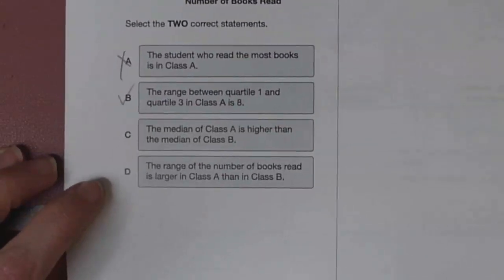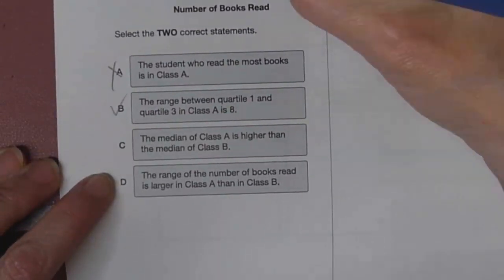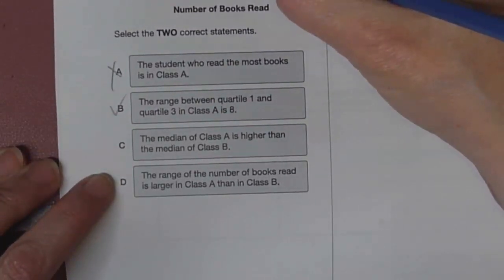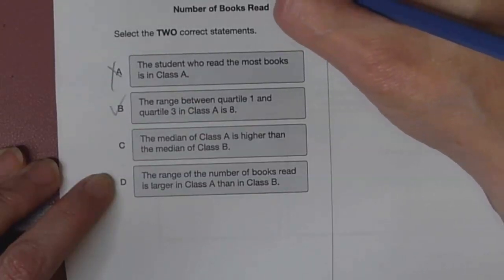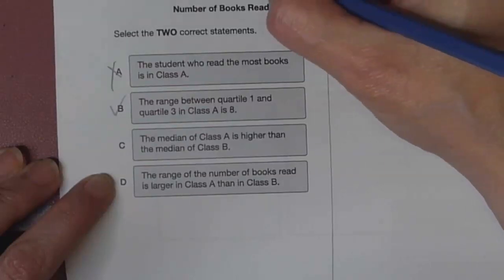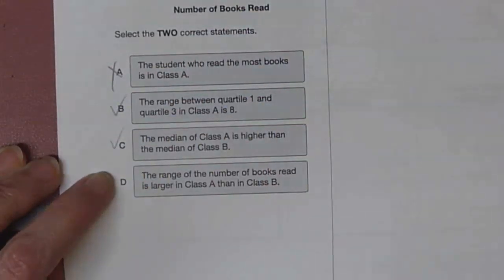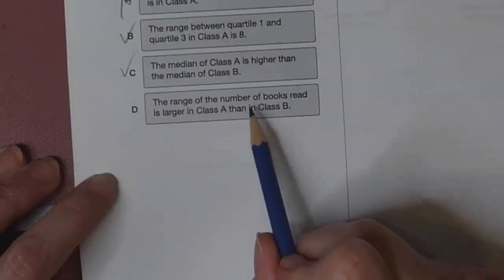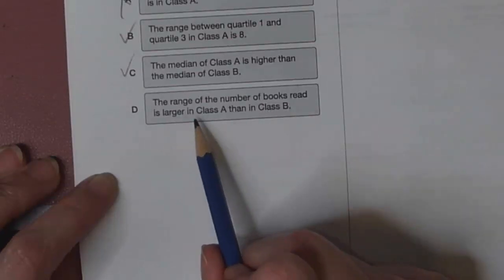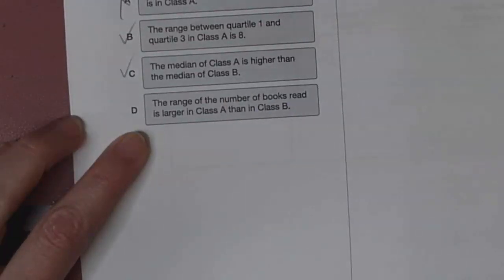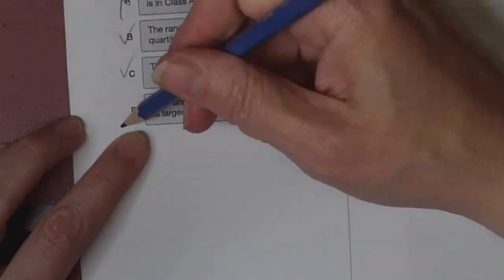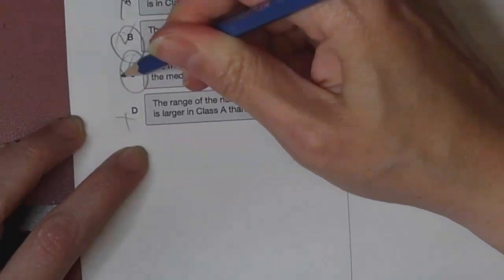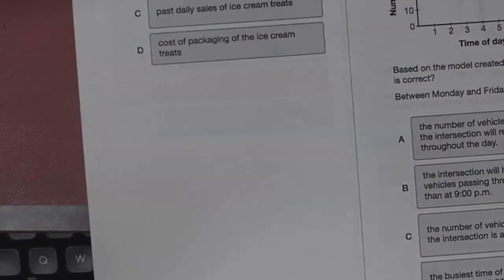The median, remember middle point right here, median of class A, pardon me, is higher than the median of class B. Well, yeah, because look, this number is higher than this number. Yep, and I would still always check the last one. The range of the number of books read is larger. So they're saying this range is large. Well, obviously not. This has a much bigger range here. All right, so B and C. Next question.